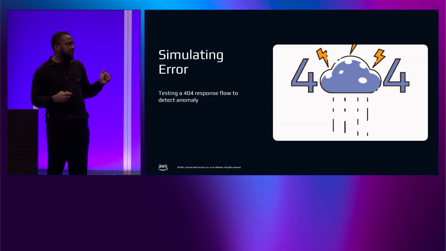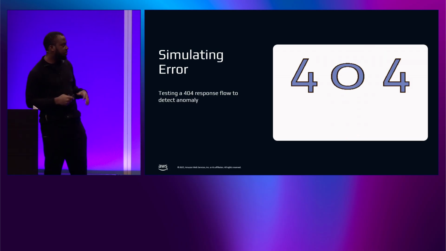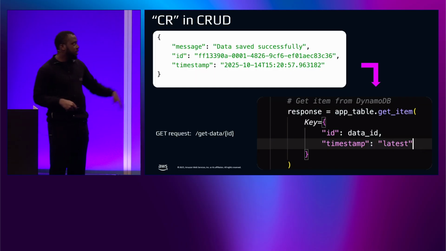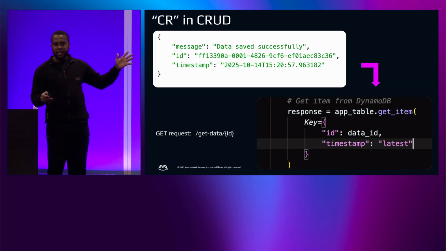So I tried my best to simulate a 404 error to see how the application responds in that instance. I have a particular endpoint that creates a basic record in DynamoDB, right? The primary keys are basically the ID and the timestamp. And then I made a GET request to get the ID. But if you look, there's a significant change. I'm trying to get the timestamp of "latest", and this is not going to match within our DynamoDB, so it's going to give us a 404 error.